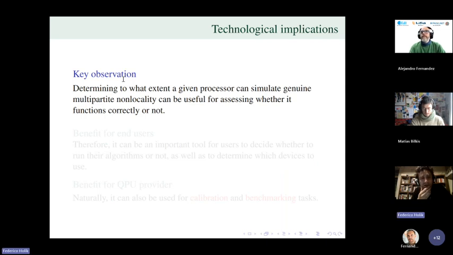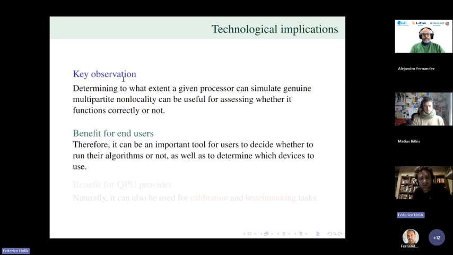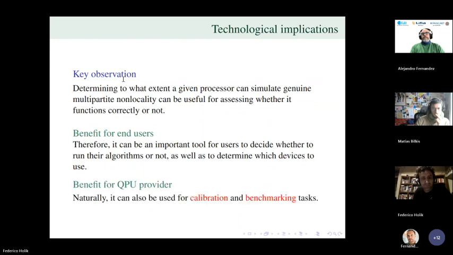And the key observation we make is that determining to what extent a given processor can simulate genuine multipartite non-locality can be useful for assessing whether it is functioning correctly or not. Therefore, it can be an important tool for users to decide whether they will run their algorithms or not, as well as to determine which devices they should buy or hire or use. And it also has benefits for the provider of quantum processors, because naturally, these techniques can also be used for calibration and benchmarking.